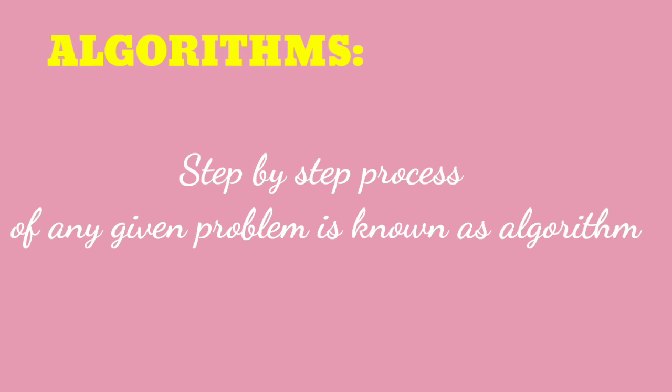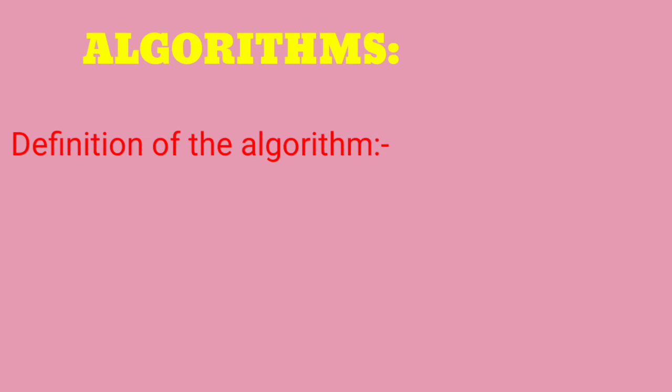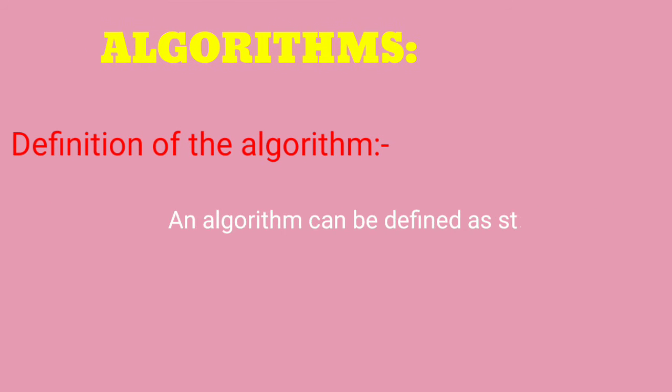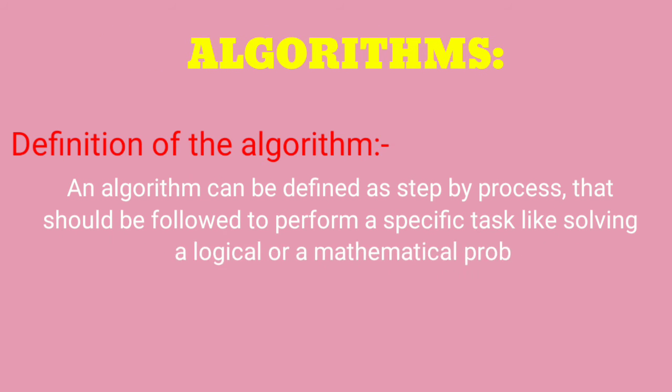It is simply a step-by-step process. Okay, next, the definition: an algorithm can be defined as a step-by-step process that should be followed to perform a specific task, like solving logical or mathematical problems, for example. But maybe you are thinking where it is needed. Basically, we use an algorithm in day-to-day life, but we don't know it is actually an algorithm.